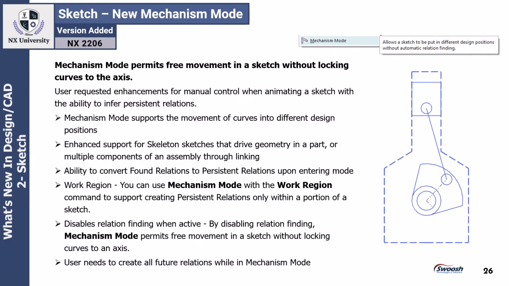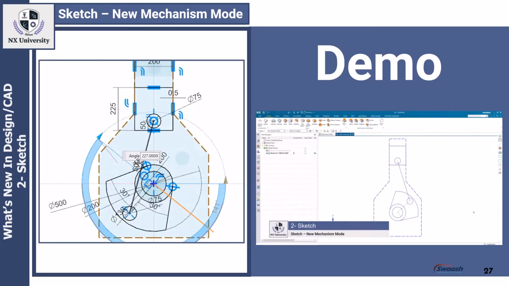You can also use this with work regions inside of the sketch solver. We can use the mechanism mode with your work region command to support creating persistent relations only within a portion of a sketch if you'd like to do that. It also disables relation finding when the mechanism mode is active inside the solver. By disabling relation finding, the new mechanism mode is going to permit free movement inside the sketch without locking curves to an axis here. The user needs to create all future relations while inside the mechanism mode. So we'll take a quick look at the new mechanism mode inside the NX software.